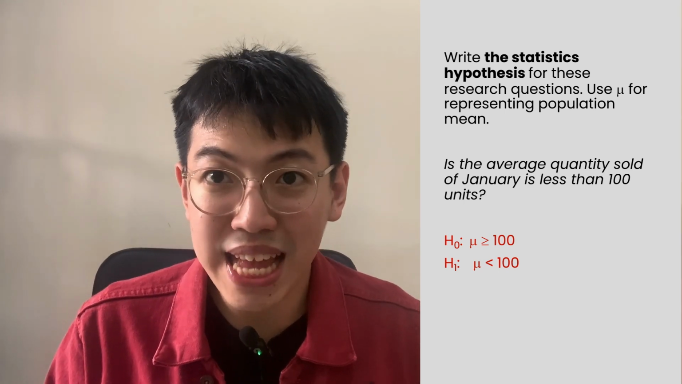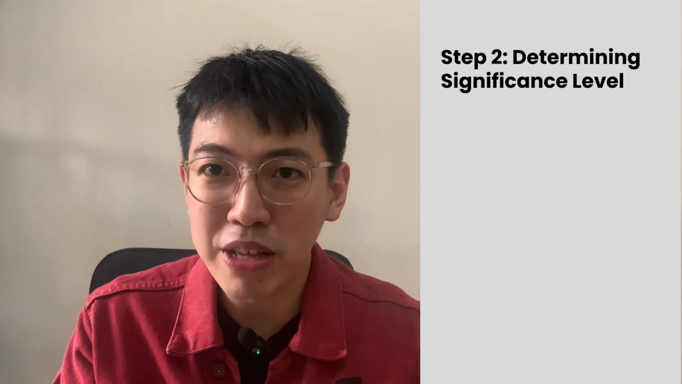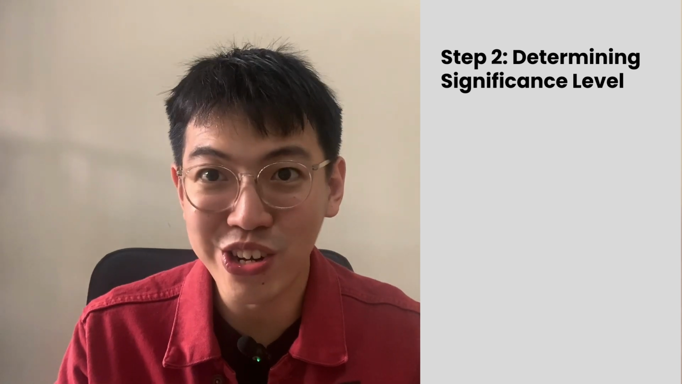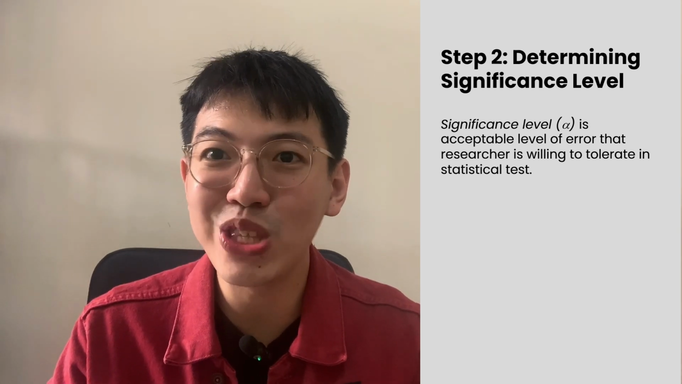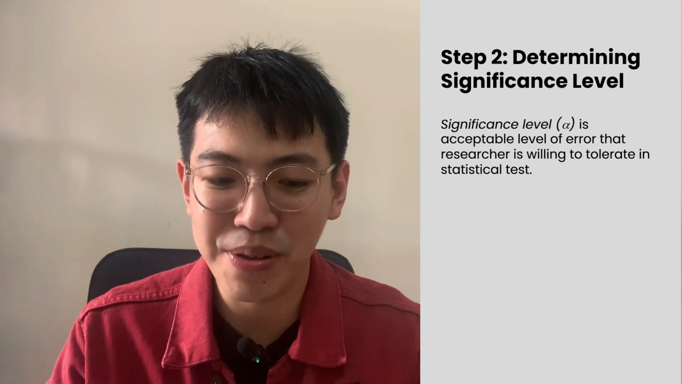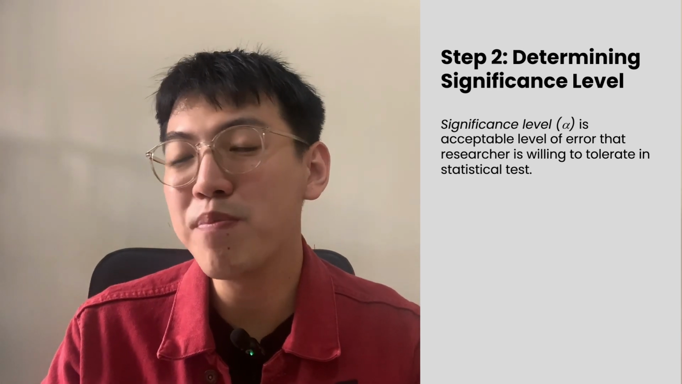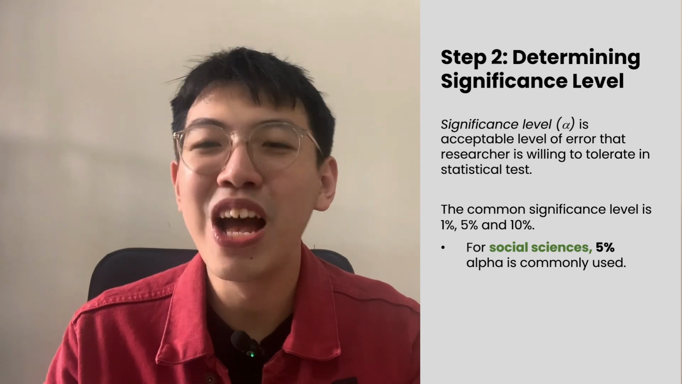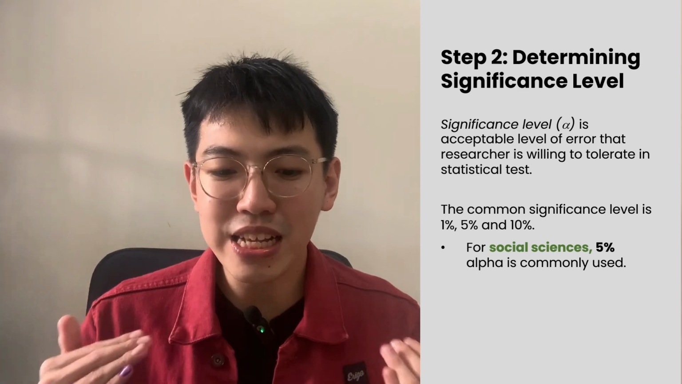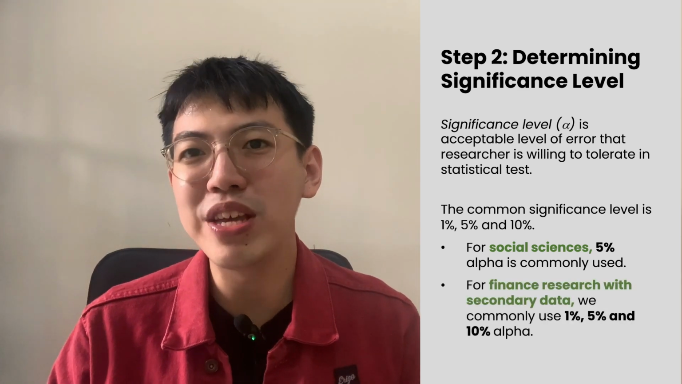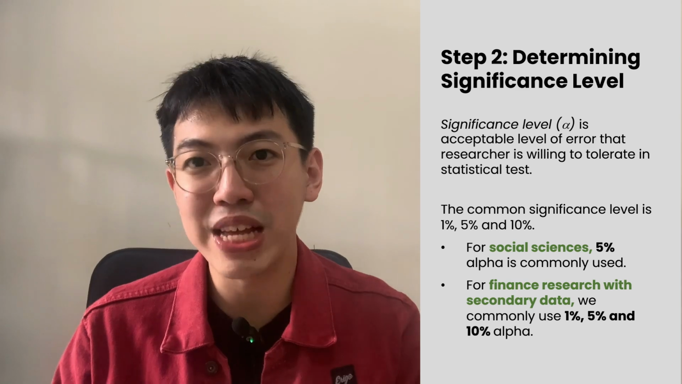Now we go to the second step, determining the significance level. Because you want to analyze the population, but you only take several samples to analyze, of course there will be errors that occur. Significance level or alpha is the acceptable level of error that the researcher is willing to tolerate in statistical tests. Usually, the common significance levels are 1%, 5%, or 10%. For social science, 5% alpha is commonly used, while for finance research with secondary data, usually we use 1%, 5%, and 10% alpha.